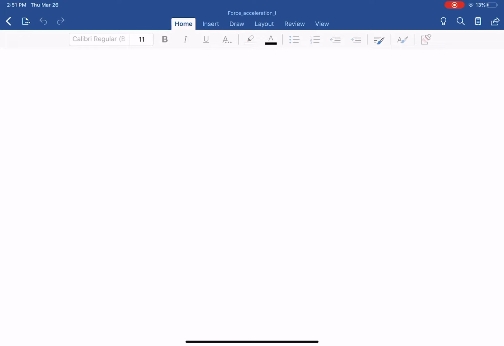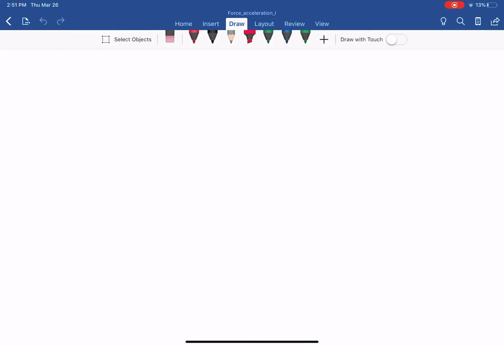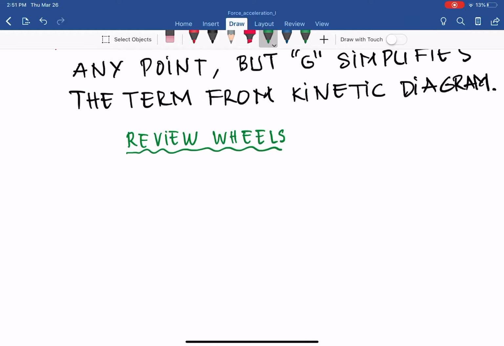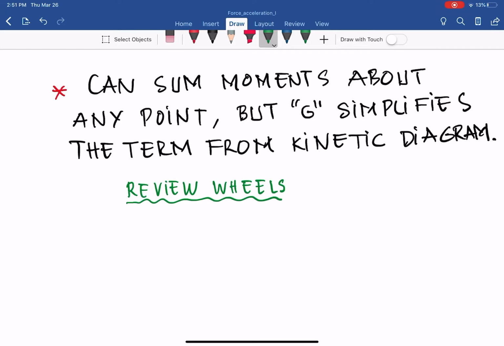So you see, to review the wheels, what happens if the wheel is slip or no slip? So in rigid body kinematics 2 and 3, you study the wheels in the case of no slip and slipping. How is the relationship between the acceleration and angular acceleration, velocity and angular velocity, and friction, etc.